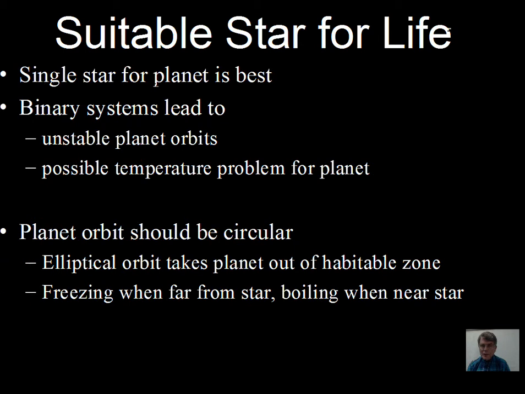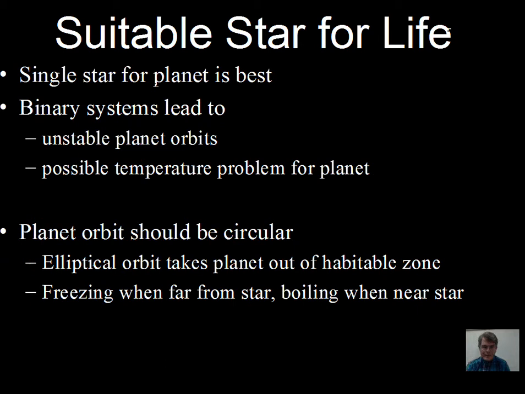If the orbit's elliptical, then the planet sometimes will be very close to the star, too hot, and the other portion of its orbit would be far away from the star and possibly too cold. So not the best for life. You'd like a more steady temperature. So here's a chart. You can do a little translation here.